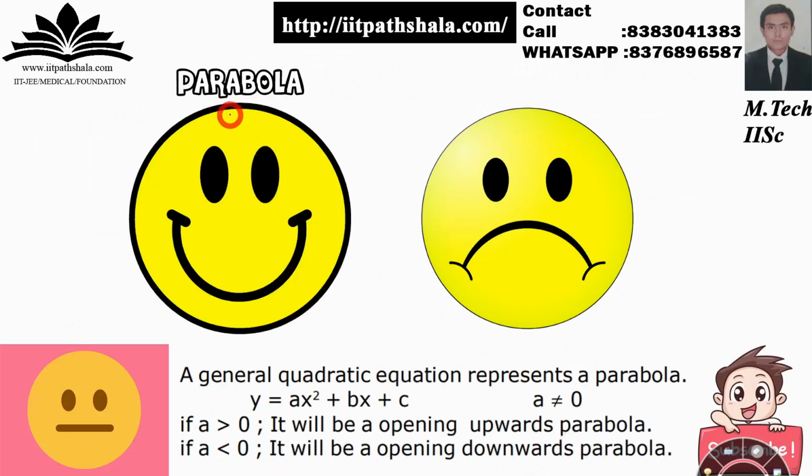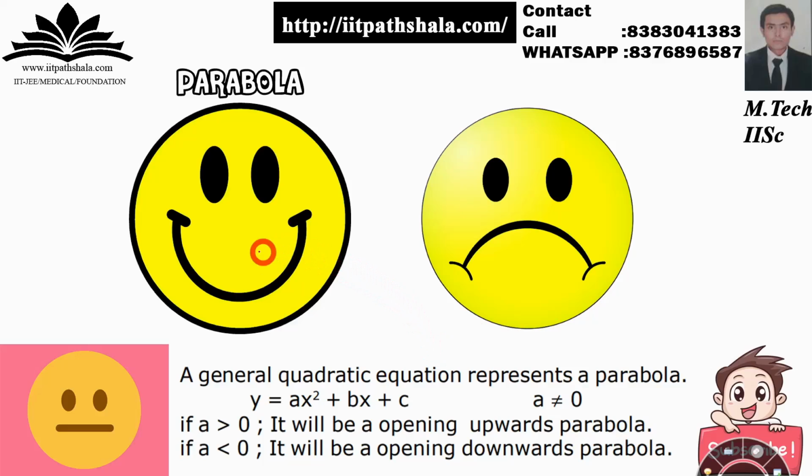Now let us study about parabola. The general equation of a parabola can be written as follows: y equal to ax square plus bx plus c, where a, b and c are constants. Now you cannot have a equal to 0, because if a is 0, then you land up with the equation of a straight line itself, which is y equal to bx plus c, where b represents the slope and c represents the intercept, as we have studied in the previous slides also.